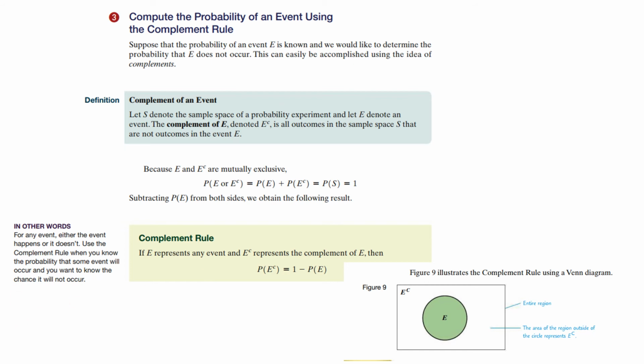In other words, for any event, either the event happens or it doesn't. So you use the complement rule when you have the probability that some event will occur and you would like to know the chances that it will not occur. If the probability of it raining was 3/4, the probability that it doesn't rain is 1/4.